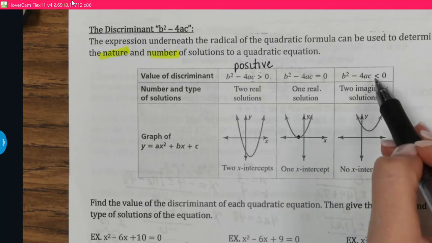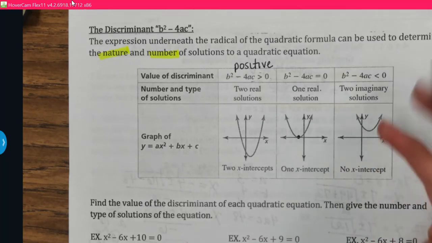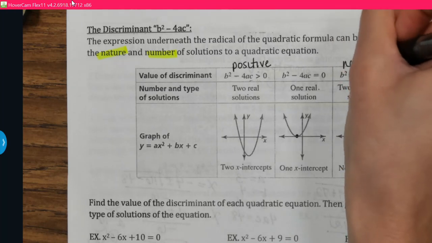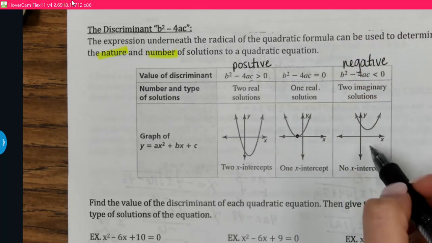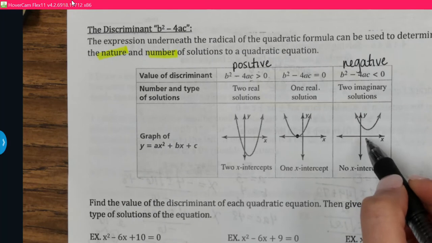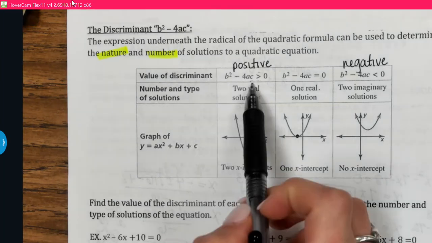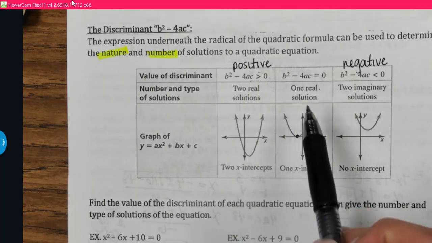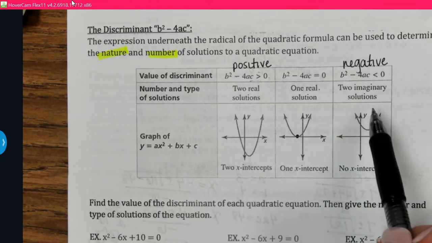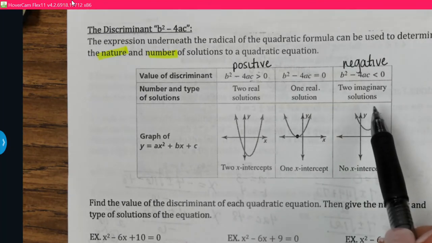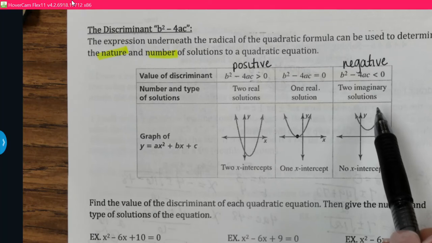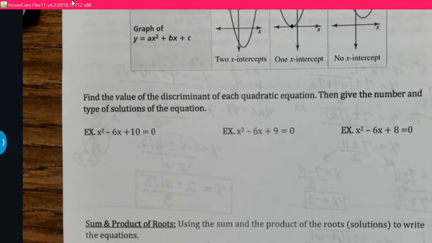Now, when you have that discriminant less than 0, when it's negative, then you don't have any x-intercepts on your graph. You have two imaginary solutions. Okay, so you're going to be solving for the discriminant and identifying how many and what type of solutions you have. Okay, so if it's positive, two real solutions, equal to 0 is one real solution, less than 0, if it's negative, it's going to be two imaginary solutions. Okay, so that's what our next section is.